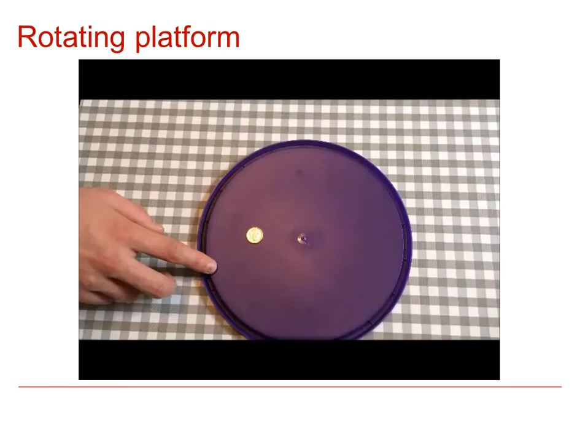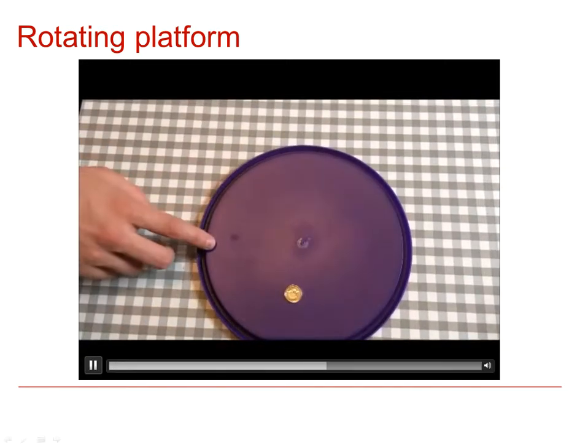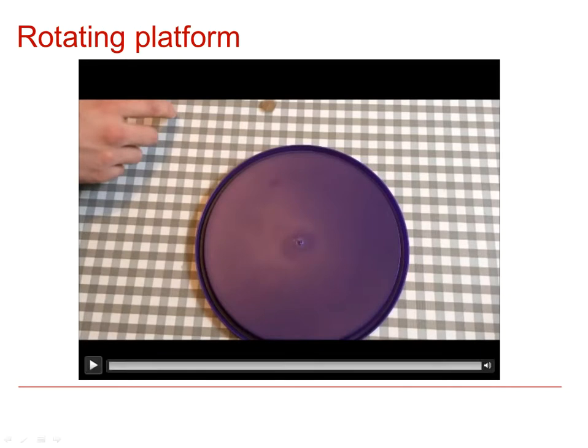Here we have another situation where we've got a platform which is going to rotate. And you notice there the two different cases. On the first one, the coin stayed in a circle, but when we did it rather faster, then the coin flew off at a tangent. Now what's the reason for this?